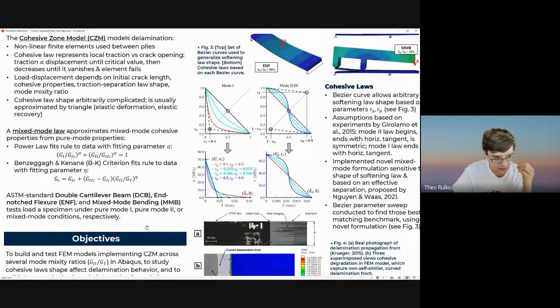Experimentally and in models, we can load specimens in pure mode 1 and pure mode 2 using the DCB and ENF tests. And then we can load them in some sort of combination of mode 1 and mode 2 using the mixed mode bending tests.